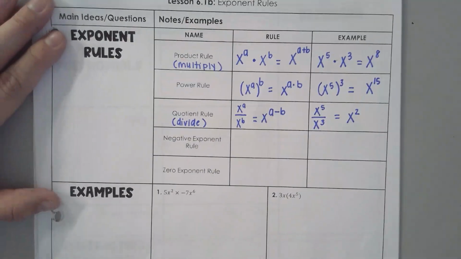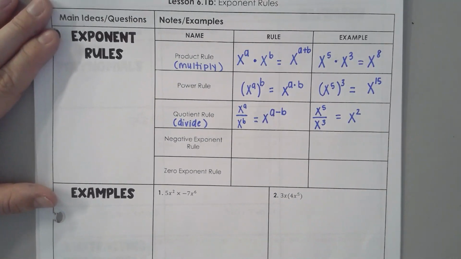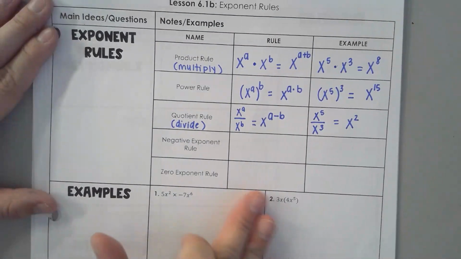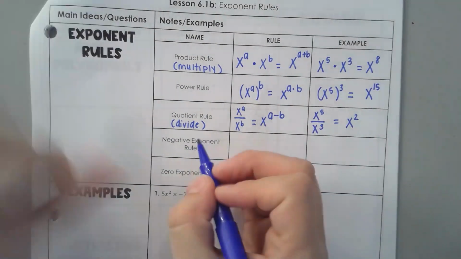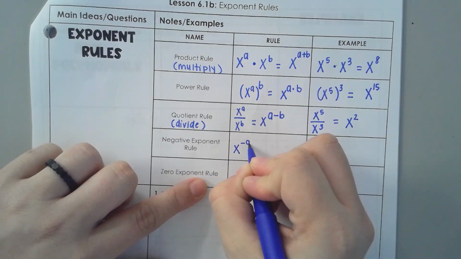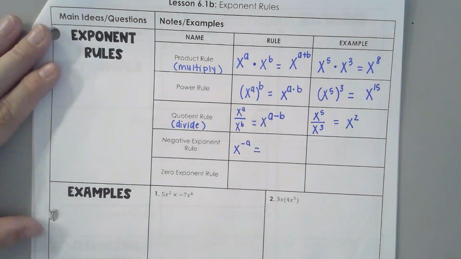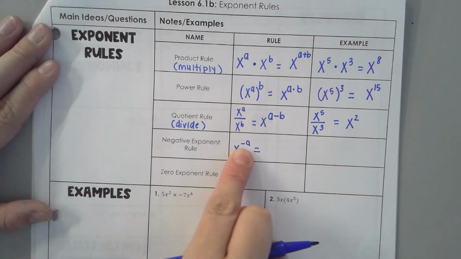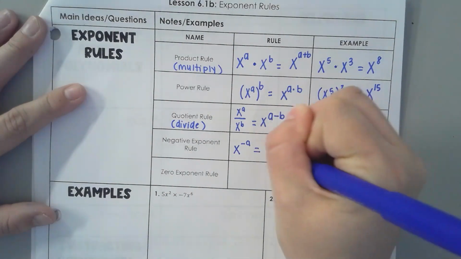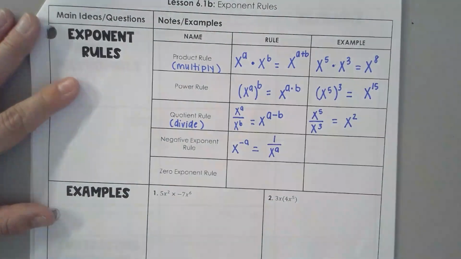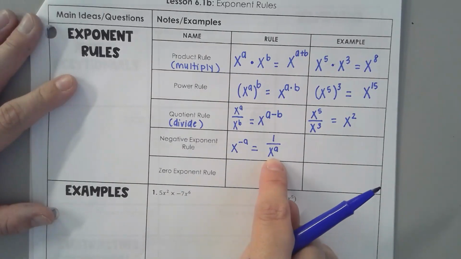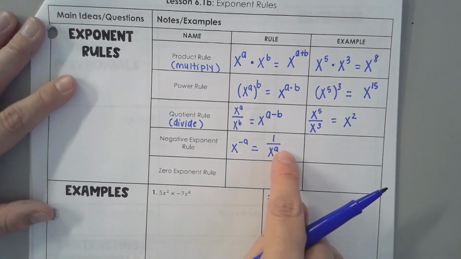Now the next two are probably new to you, and I will show you an example for why these rules are true, because they're going to seem kind of confusing. So the first one, the negative exponent rule. If I have x to the negative a power, that is the same thing as 1 over x to the a. We don't want to leave negative exponents. So if you take this and move it to the bottom of the fraction, that exponent becomes positive.